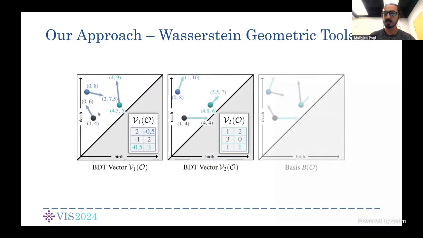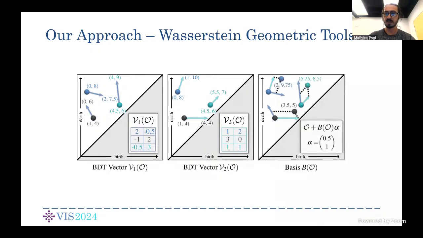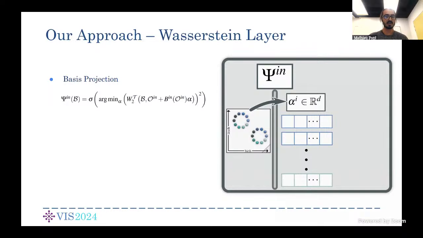These two axes, these two sets of vectors, can be used to define a basis in the Wasserstein space. And given some coordinates, we can express a new diagram in this basis. We can now define a layer to process topological representations.